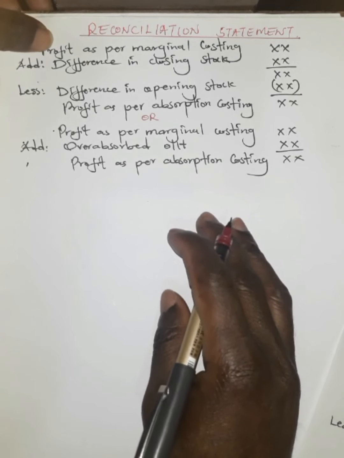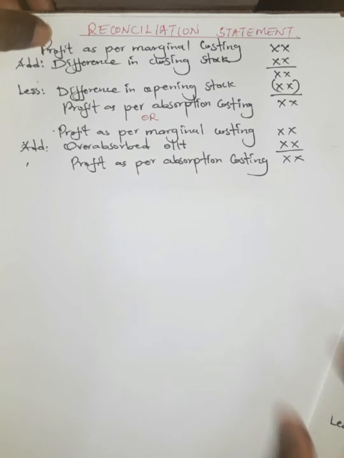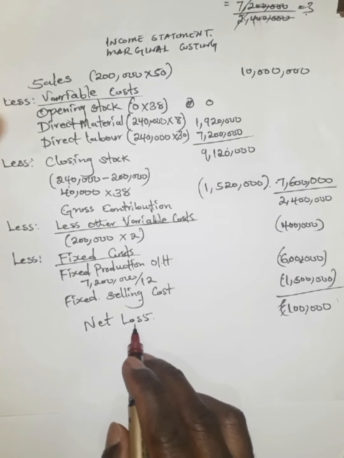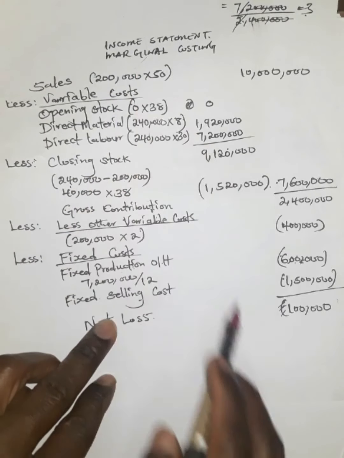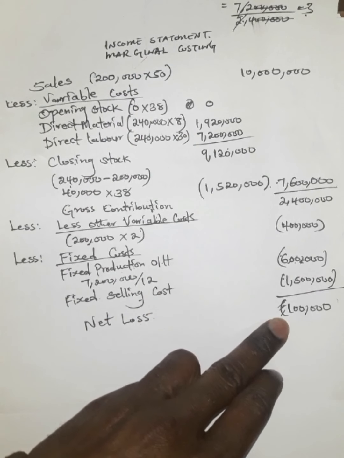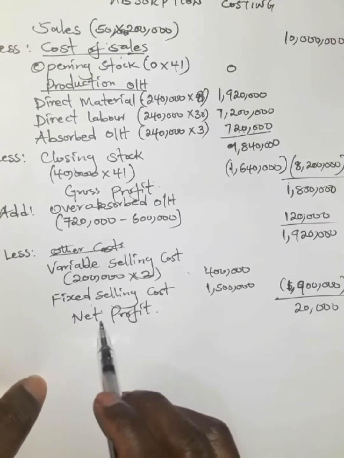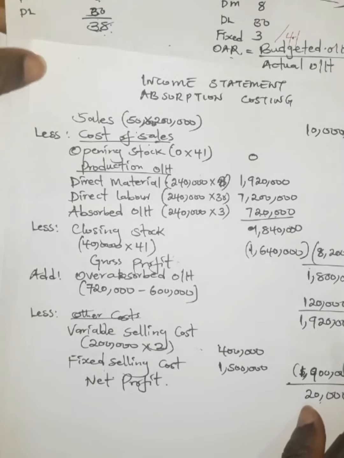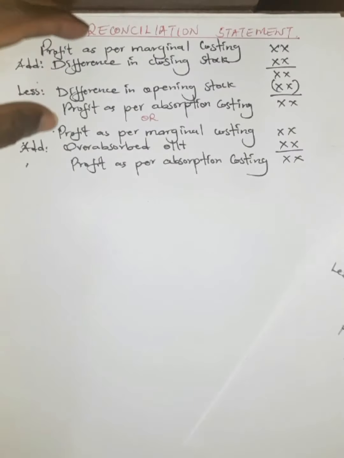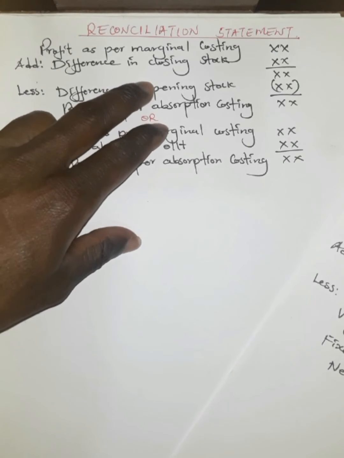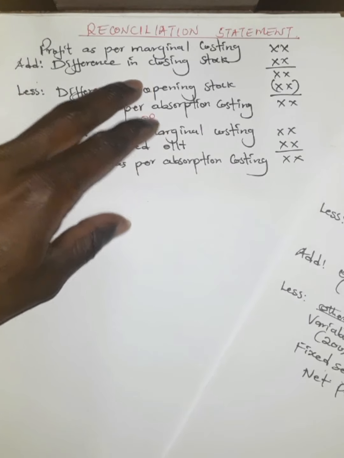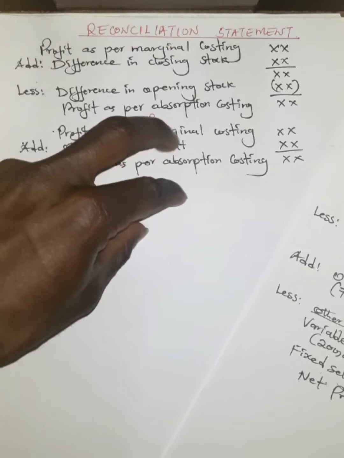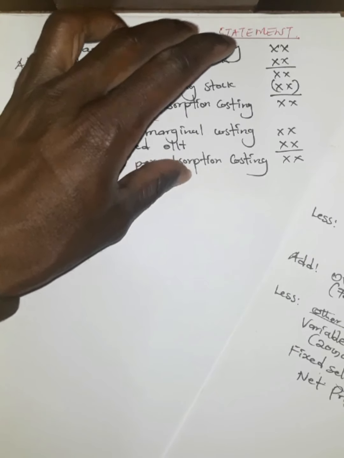Having a look at these two costing methods, we realize that the net profit or net loss as per the marginal costing, which is a negative 100,000, is actually different from the net profit as per the absorption costing of 20,000, and therefore it calls for what is known as reconciliation of these two profits. So we normally reconcile the two profits if they don't agree or if they're not the same.